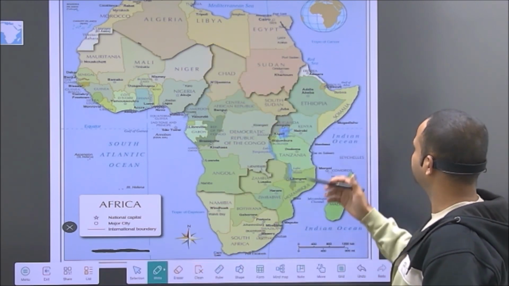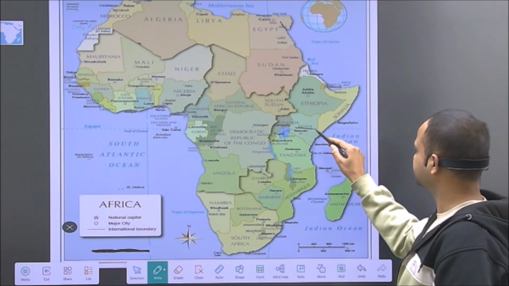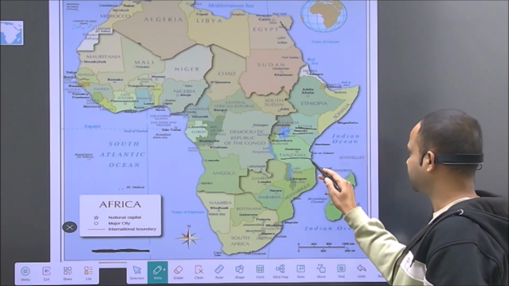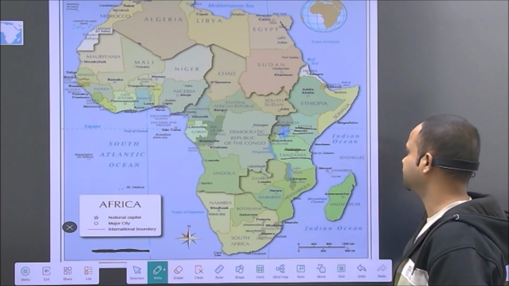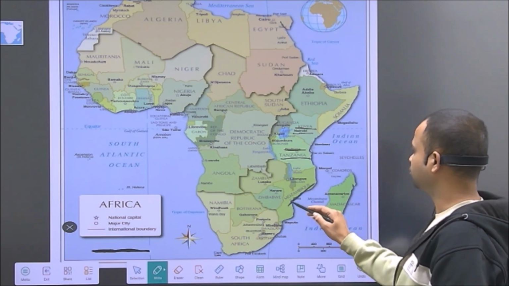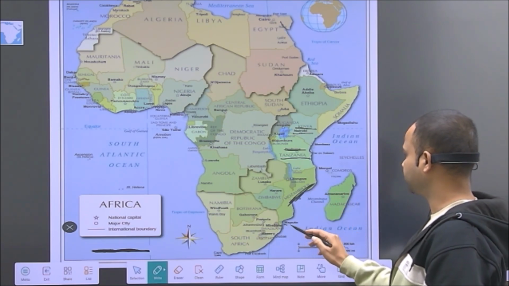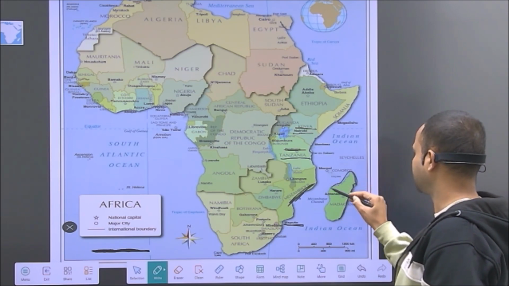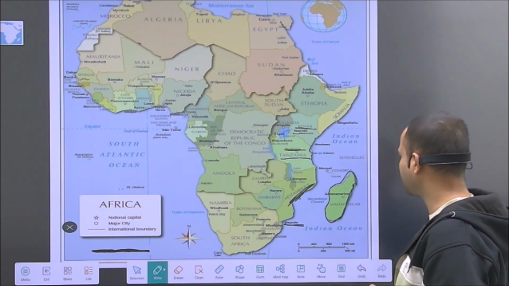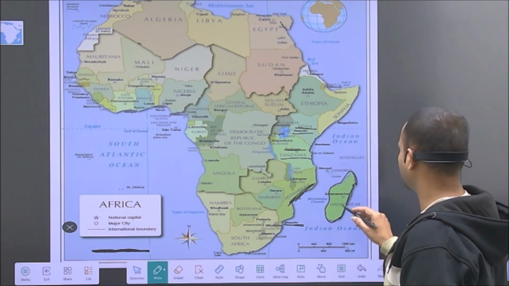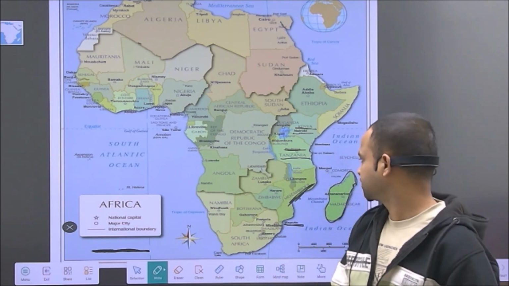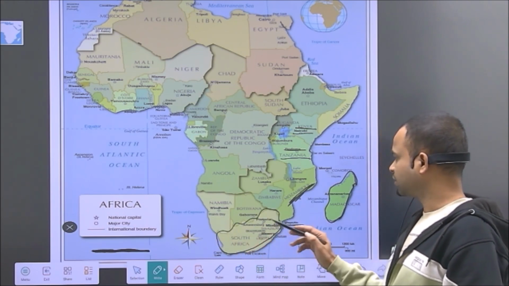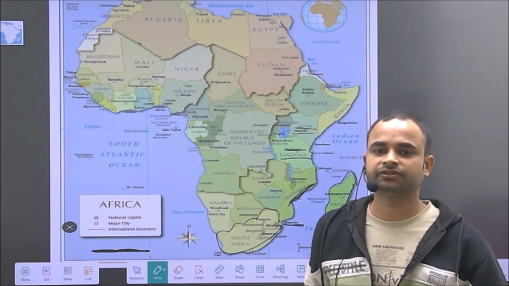In the south of Ethiopia and Somalia, Kenya is situated, and Nairobi is the capital of Kenya. Then Tanzania, Dodoma is the capital of Tanzania. Mozambique is situated here, and Maputo is the capital of Mozambique. Here is an island you can see, Madagascar. Antananarivo is the capital of Madagascar. You can see here South Africa, and Pretoria is the capital of South Africa.